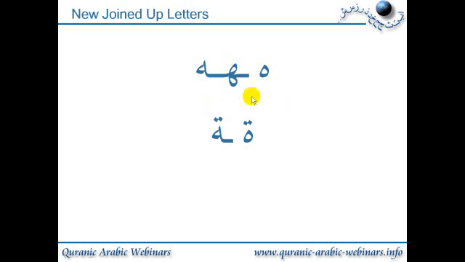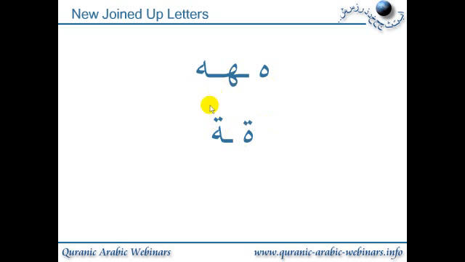We have seen the letter ha joined up and on its own, and you will remember from the lesson on the letter ta marbuta that it is a combination of the letter ta and ha. It can sometimes behave like the letter ta and sometimes like the letter ha.